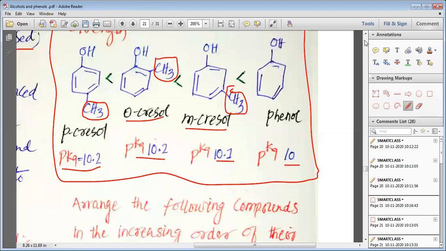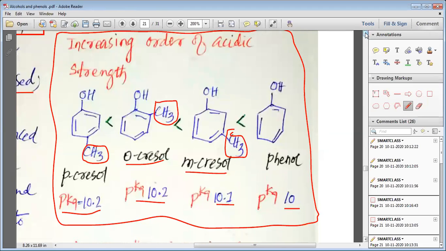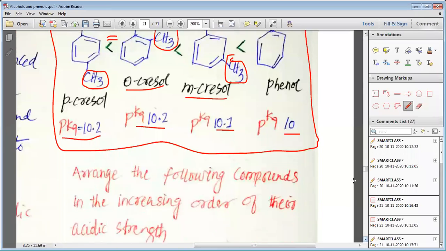So we can arrange the various cresols and phenol in the increasing order of their acidic strength, and we can say that paracresol and orthocresols are equally acidic. Metacresol is more acidic than paracresol and orthocresol, and the phenol is more acidic than all these three: paracresol, metacresol, and orthocresol. Here, instead of greater than, we can simply write equal to. So that is what we can write it very easily.